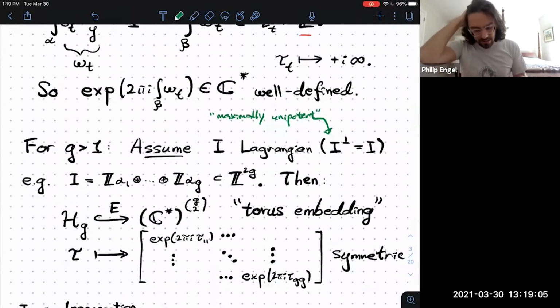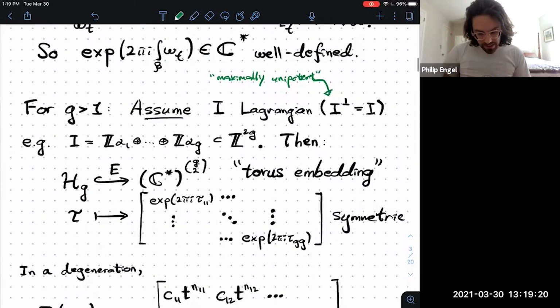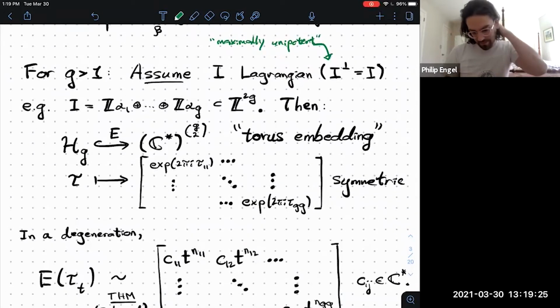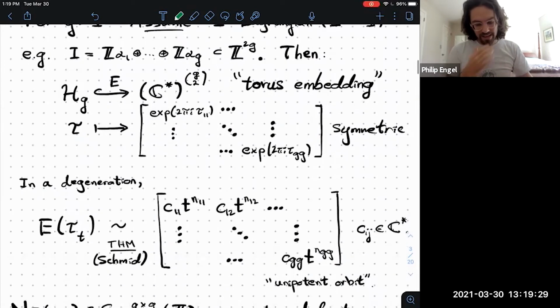And since I is Lagrangian and the symplectic group acts transitively on Lagrangians, we may as well assume that this distinguished isotropic space is the sublattice spanned by the alpha i's. So, generalizing this case of embedding the period against beta into C star, there's a torus embedding where we can embed the Siegel space into a product of copies of C star.